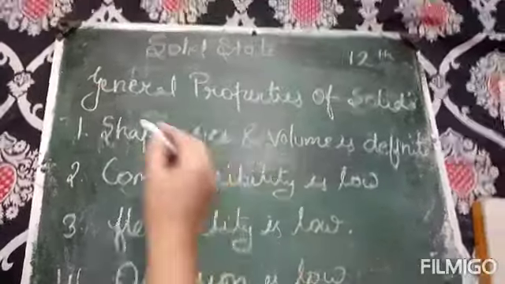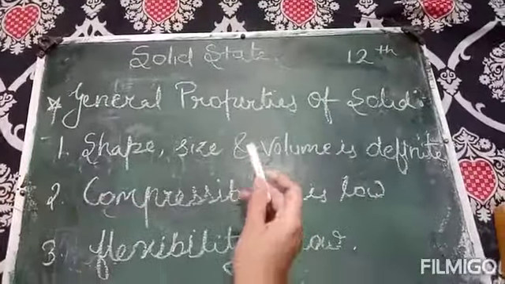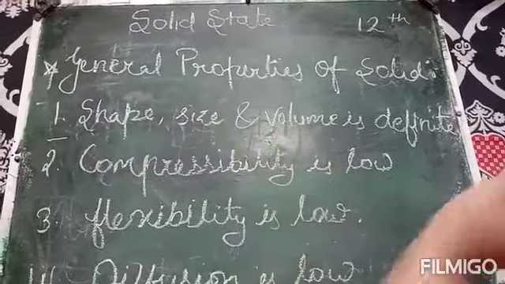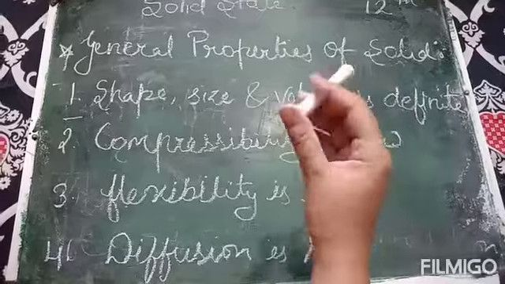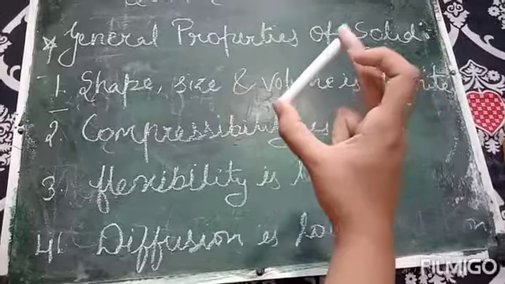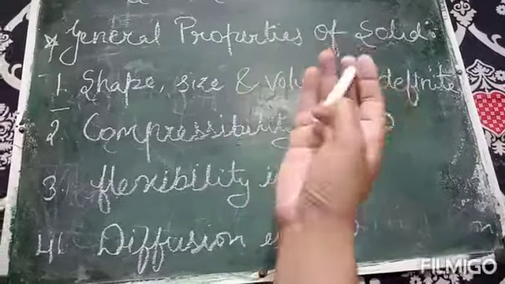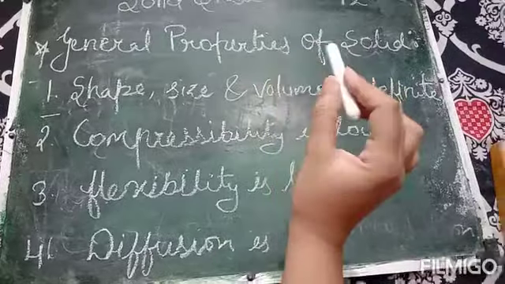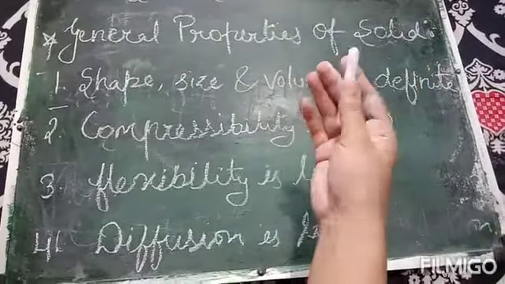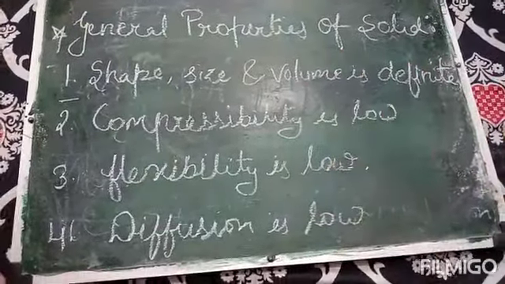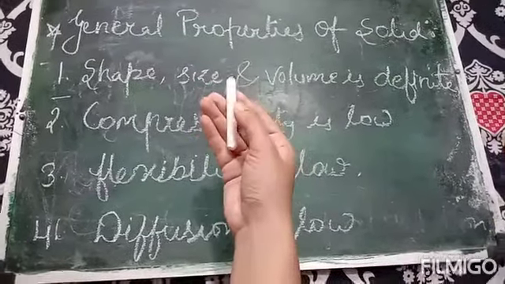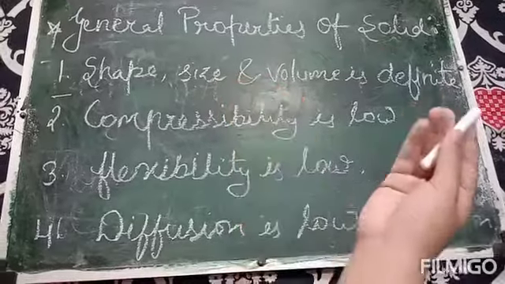So write down the general properties of solids. First, shape, size and volume is definite. In solids, like we saw that chalk, the shape is definite, the size is definite and the volume is definite. So the first property of solid is its shape, size and volume is definite. Because the particles are closely packed in it, so the shape, size and volume is definite.